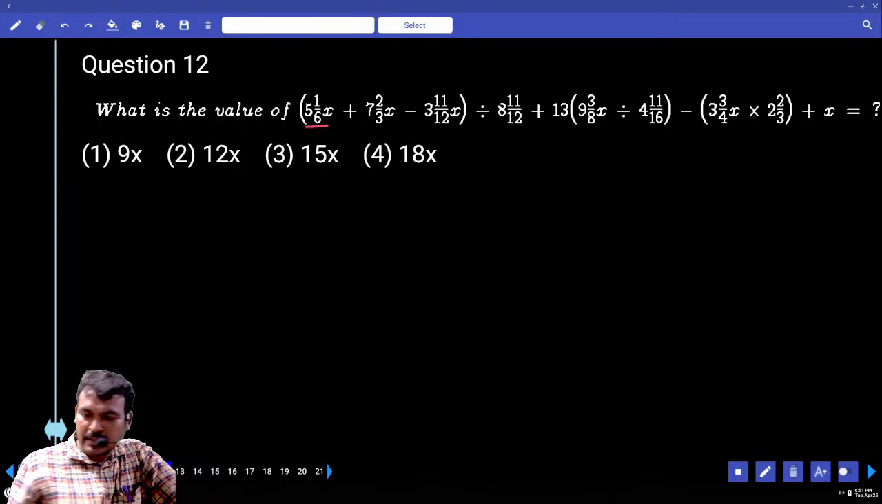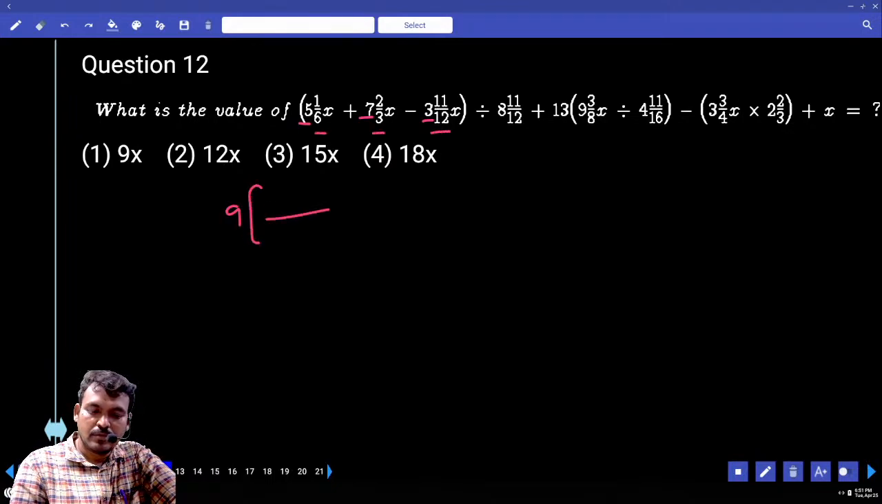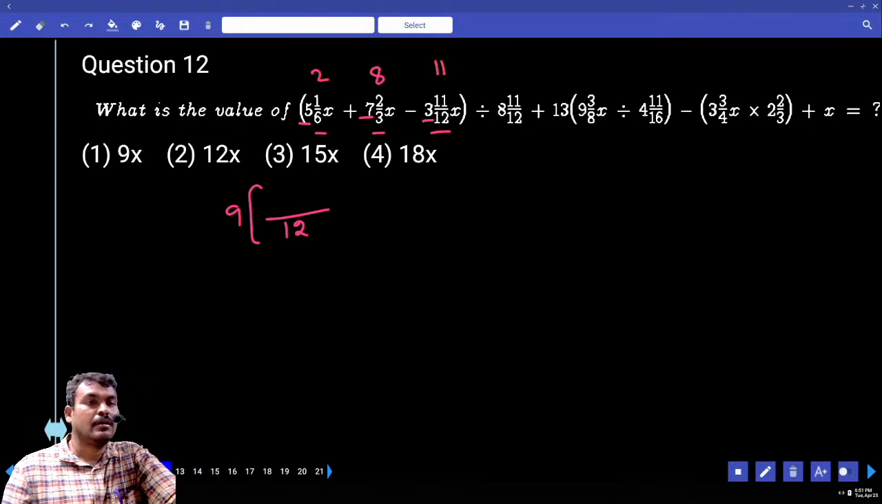5 1/6, all are integers, he said. 5 + 7, 12 - 3, 9. Next 1/6, 2/3, 11/12, LCM 12. 6 how many times? 2 times. 3 how many times? 4 times. It is 8 and it is 2 and here 11. 2 plus 8, 10, minus 11.